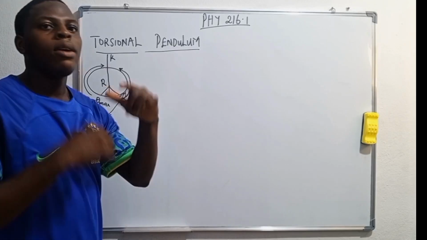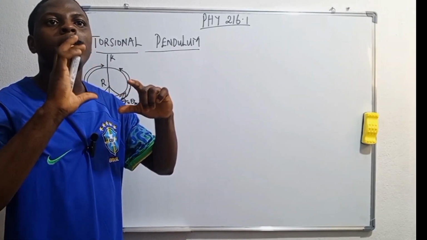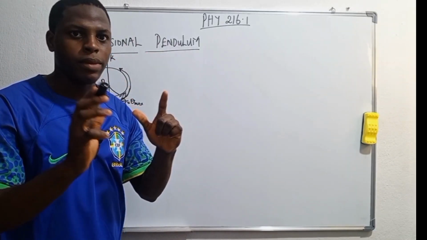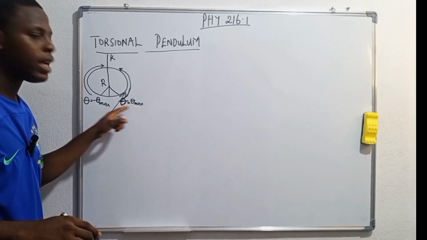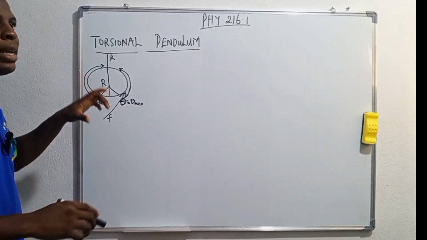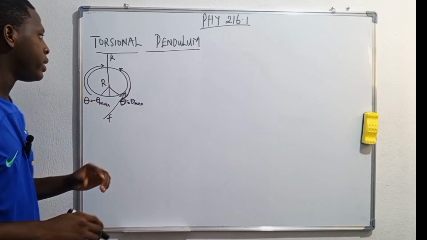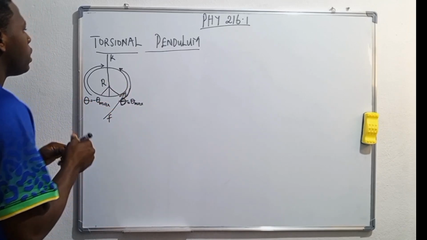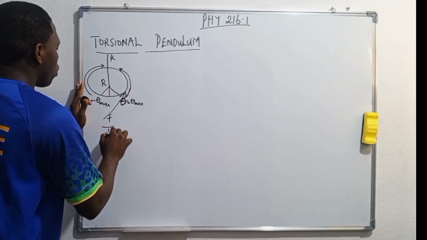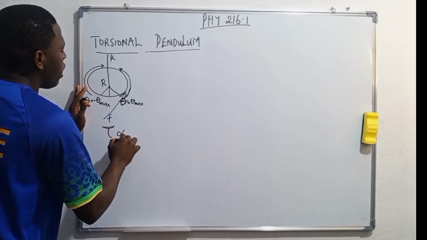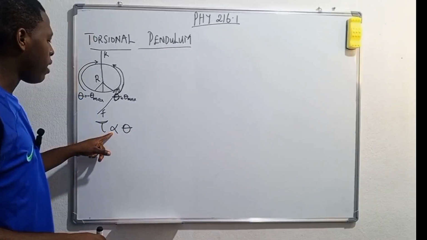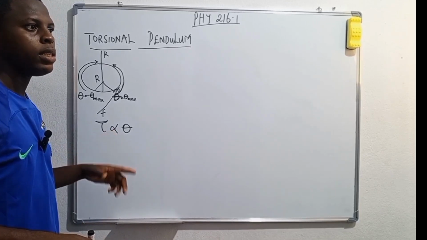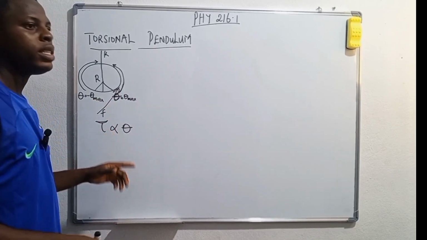And remember, when your disc is rotating, there will be an angle of displacement. That is why in this case we have theta to be plus theta max, and here we have theta to be minus theta max. Am I communicating? So basically, the concept is torque. Torque is directly proportional to the angle of displacement. When we have this sign of proportionality, we remove it and introduce an equal to sign.